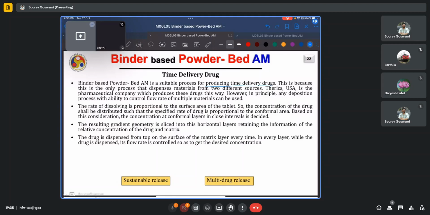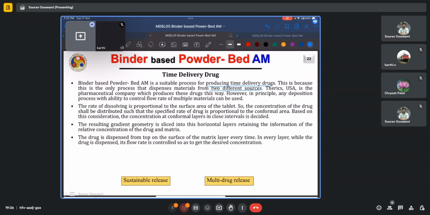And this is because this is perhaps the only process that dispenses materials from two different sources. So as we discussed, it's not just in the powder bed where you can have the structural material, but material can also be dispensed along with the ink or the binder. Some 30 to 50% of the material can be dispensed in the ink, and the remaining 50 to 70% can be held in the powder bed to begin with. And the company Therics from USA is the pharmaceutical company which actually produces the drugs in this fashion. However, in principle at least, any deposition process with an ability to control flow rate of materials can be used.